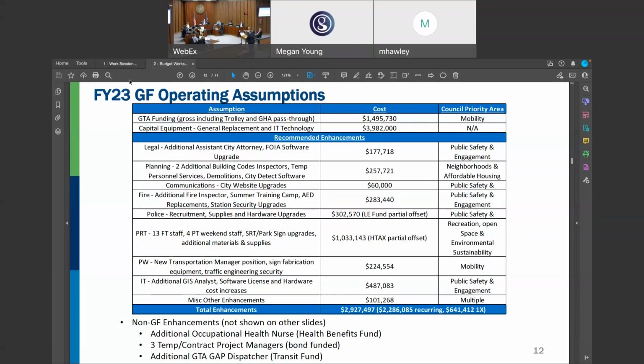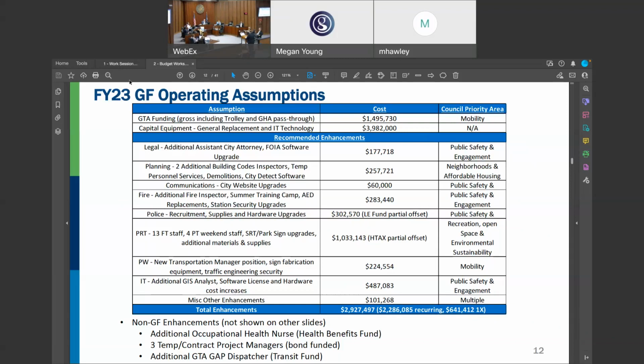Under Public Works, they're proposed to receive an additional transportation manager position that will oversee the design and build out of the traffic management center and the city's traffic management investments that are part of the NIP, as well as sign fabrication equipment and increased security measures for our traffic engineering facilities. In the IT department, they're recommended for an additional GIS position to support citywide mapping and data needs, as well as increased funding to maintain software and hardware for the city's overall business needs.